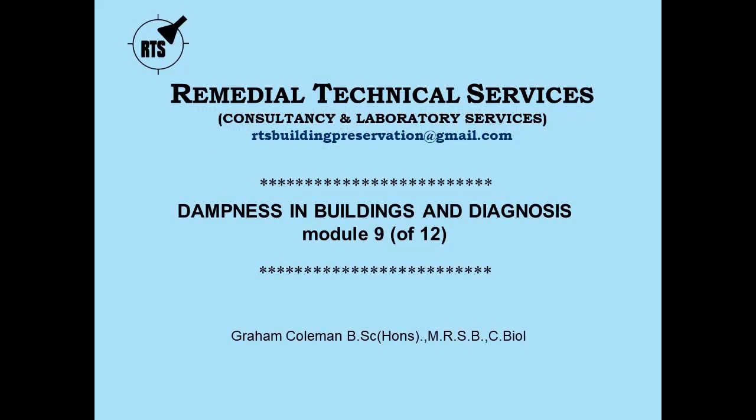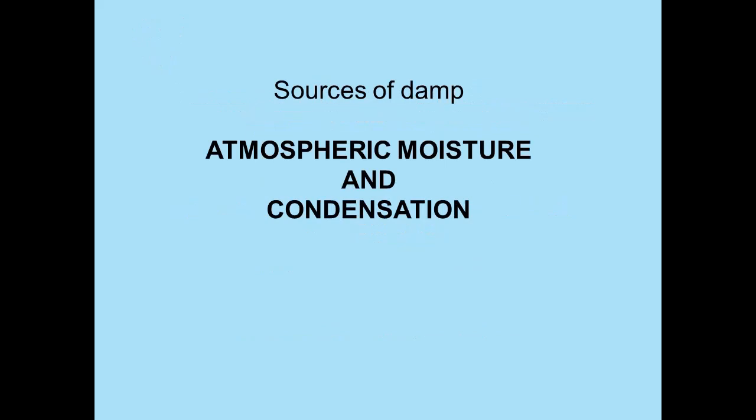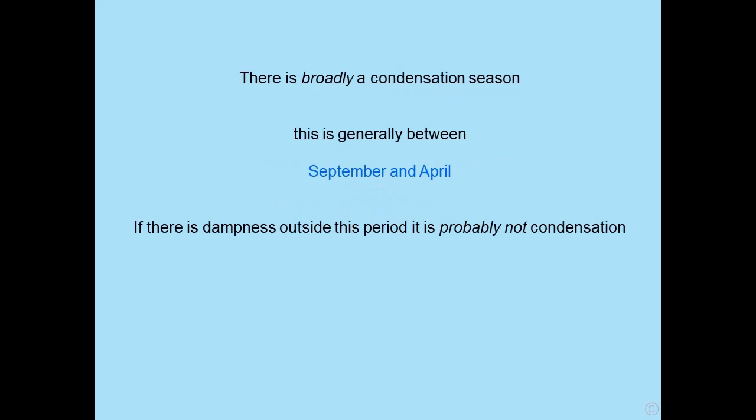Dampness in Buildings and Diagnosis, Module 9. Atmospheric moisture and condensation. There is broadly a condensation season, and this is generally between September and April. If there is dampness outside that period, it is probably not condensation. Doesn't say it isn't, it's just probably not, less likely to be.